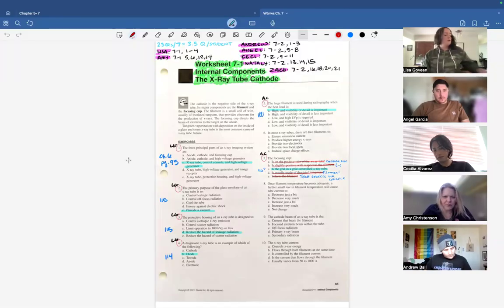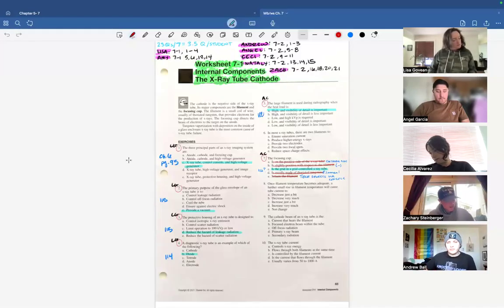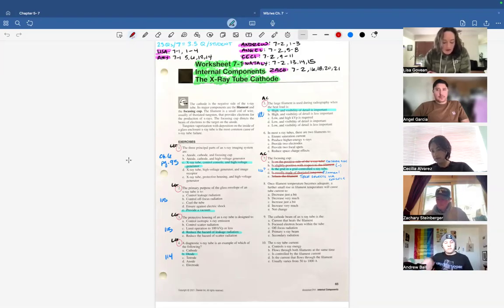We could check page 115 if you want. Yeah, that's the protective housing. It says the protective housing helps prevent leakage radiation and electric shock. Oh, okay. So yeah, that makes sense. It's the vacuum then. Yeah, and that's actually the answer, I think, to the next one.